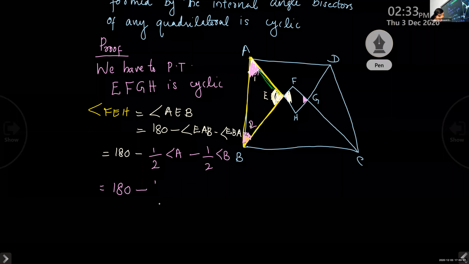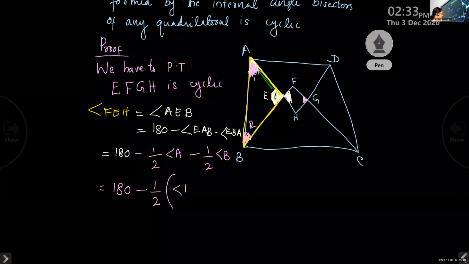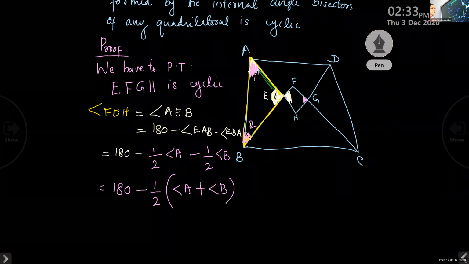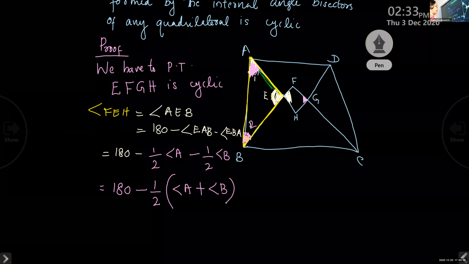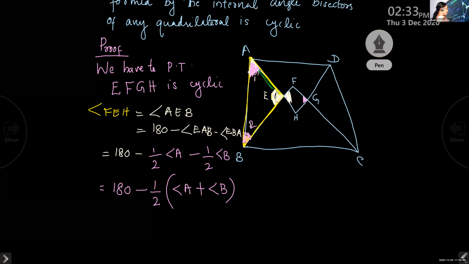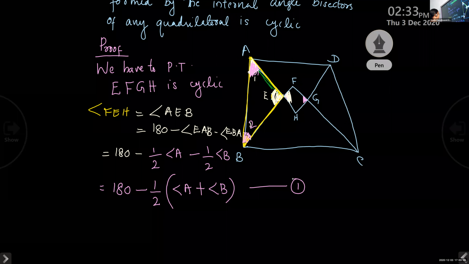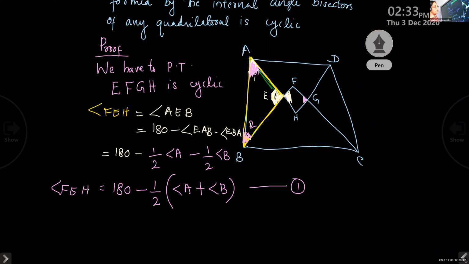Now 180 minus half is common in that. So let me take that half outside. I'll get half of angle A plus angle B, correct? That is equation number 1: angle FEH equals 180 minus half of angle A plus angle B.